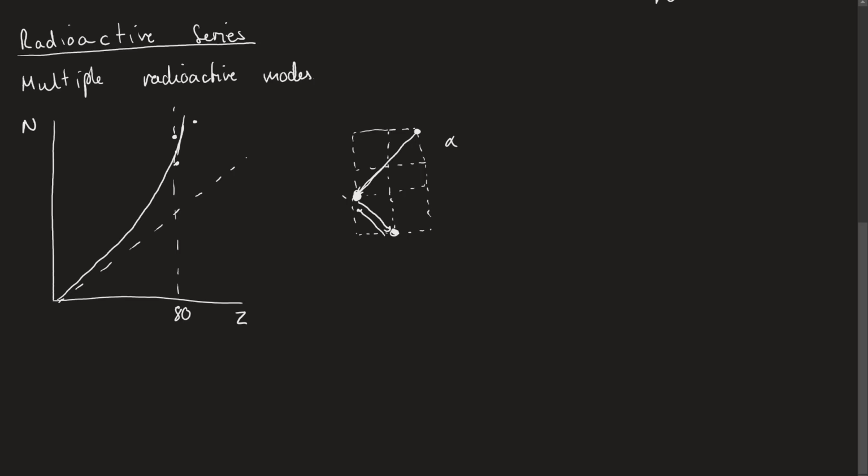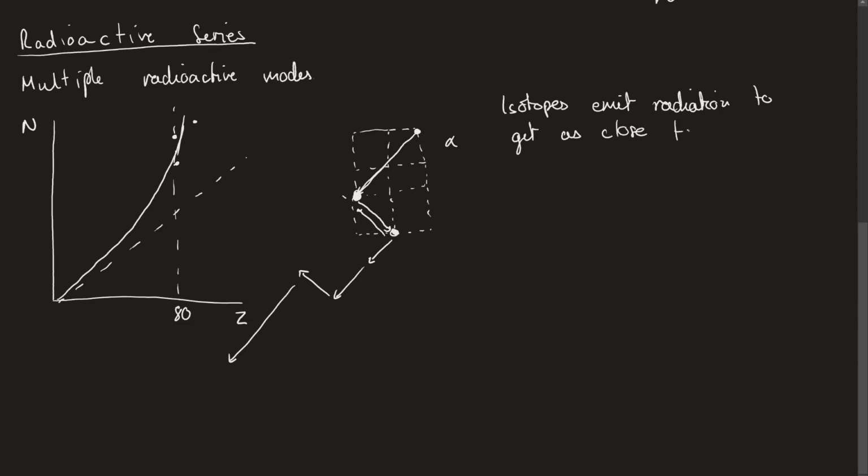And then maybe here I'm then just going to get a constant switch between these. Maybe sometimes I'll get a molecule that's going to perform a few beta minus, and then maybe 1 beta plus, then maybe an alpha, and so on. Right? So radioactive isotopes will emit radiation to get as close to the stability line as they can.